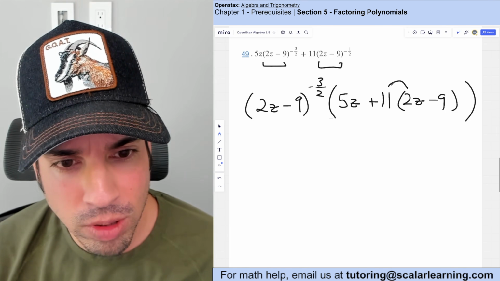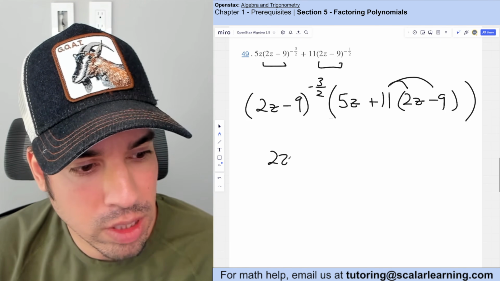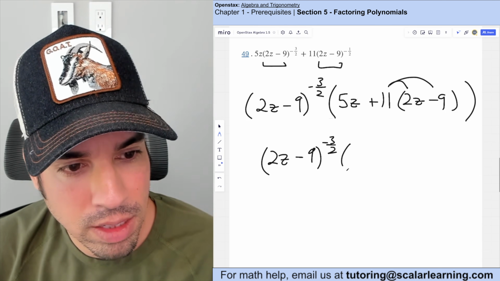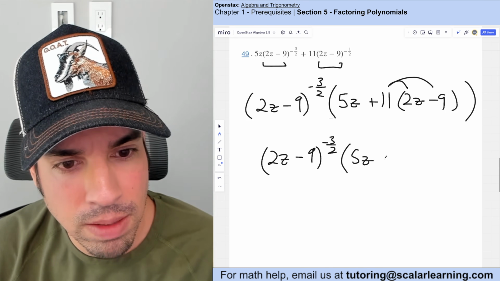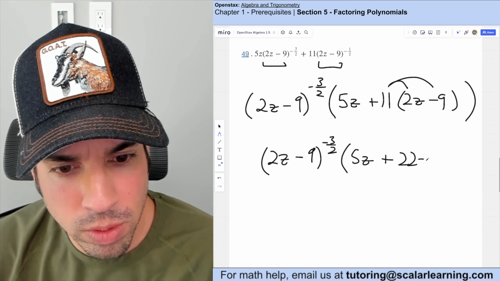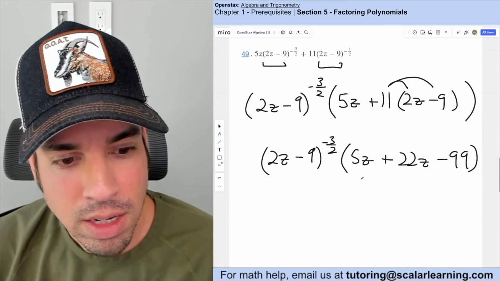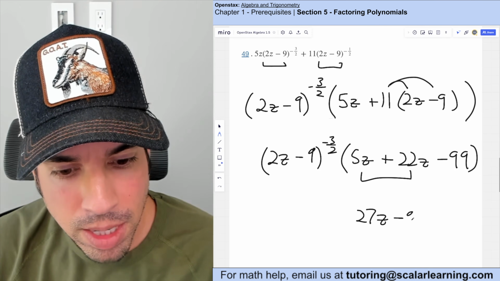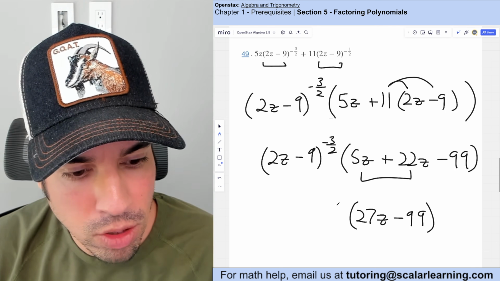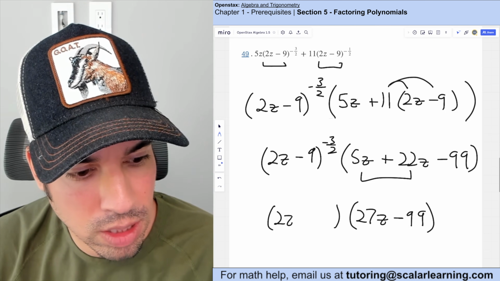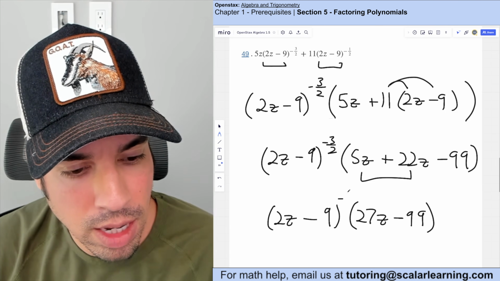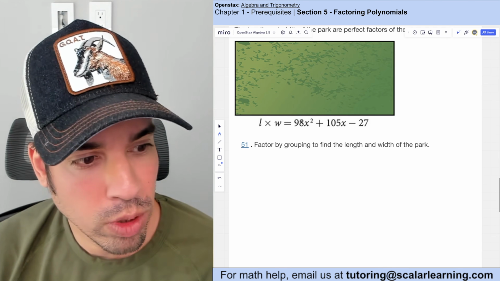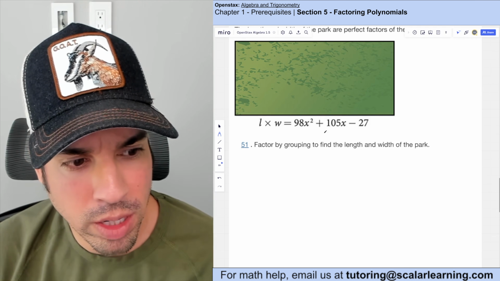And now I can distribute this 11 like so. So now I have 2z minus 9 to the negative 3/2. And then inside here, I have 5z plus 11 times 2 is 22z minus 99. Now I can combine these guys, and I get 27z minus 99. And that first binomial is still there. So we still have 2z minus 9 to the negative 3/2. Boom, done. So for this question, we're given an expression of length times width, aka the area.